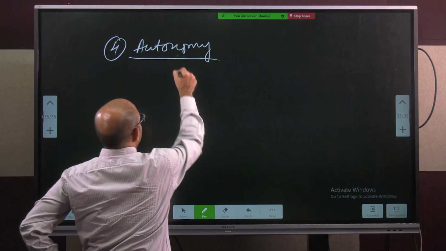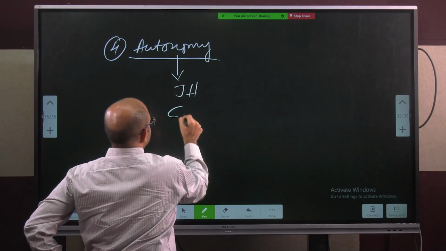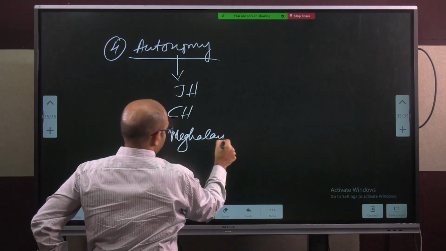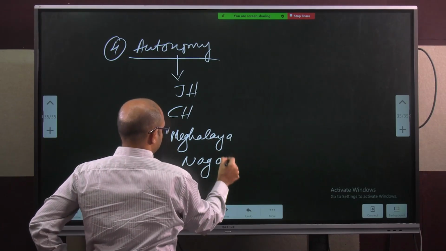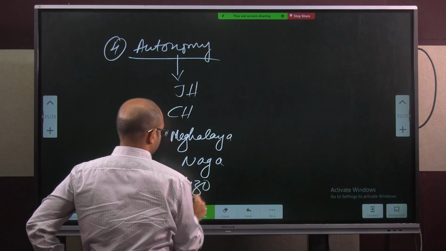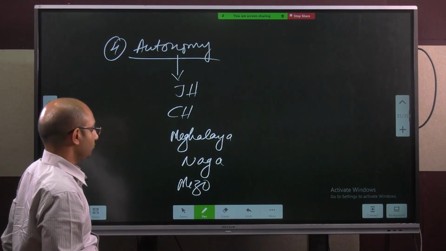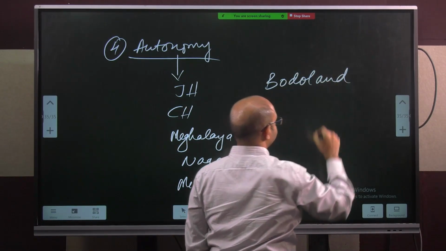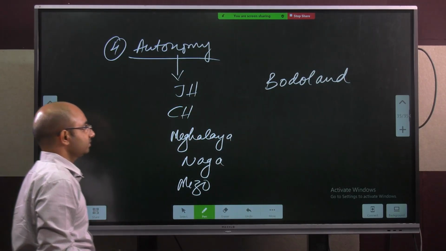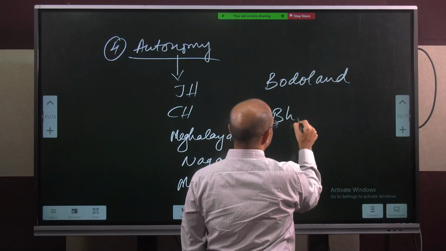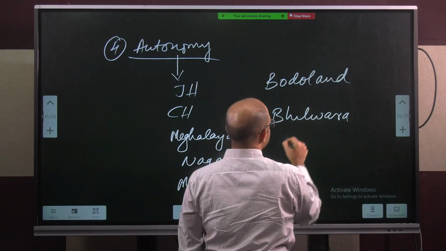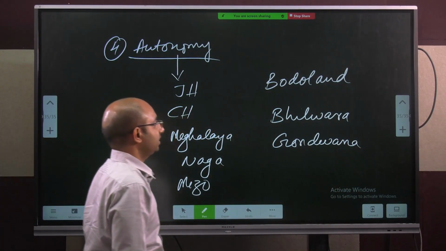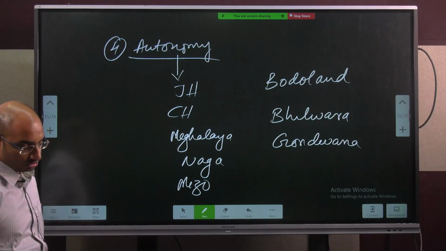All of this has given rise to autonomy movements, and examples are the Jharkhand and Chhattisgarh movement, the movement for Meghalaya, Naga movement, Mizo nationalism. These are all examples of autonomy movements, and Bodo nationalism, the movement for Bodoland. Now some tribals are asking for Bhilwada, that is, they want a separate state for Bhils and Gonds. So these are some of the demands that have been made by tribes for autonomy.